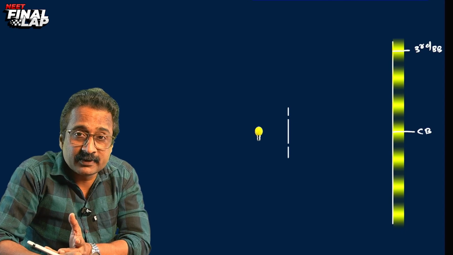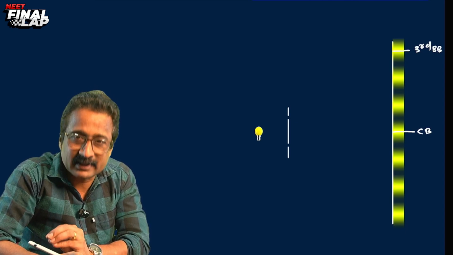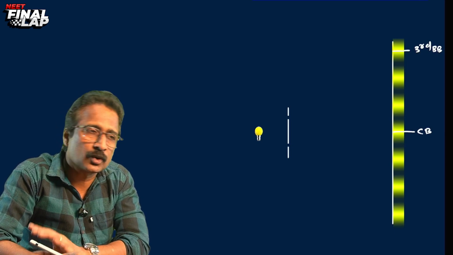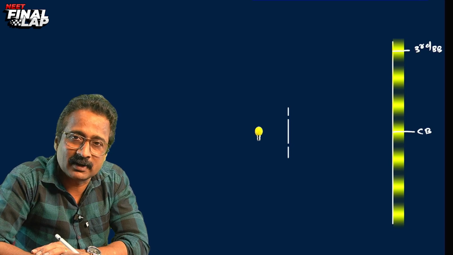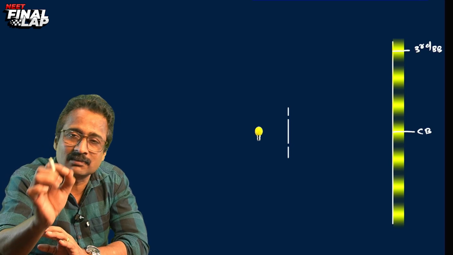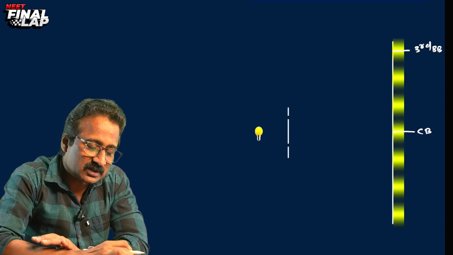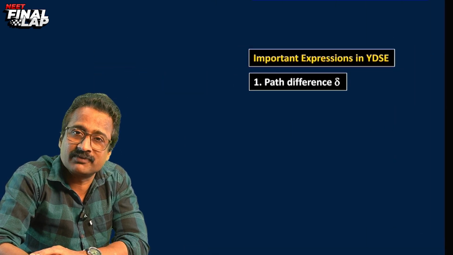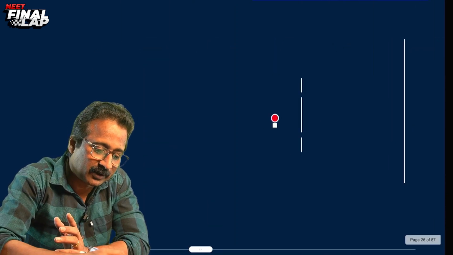So the path difference actually determines the fate of that point. Whether a point is bright or dark or in between, it's all governed by path difference. Therefore, in this experiment, the path difference of light reaching a point on the screen is very important. So we try to obtain some equation for path difference first. There are many ways to find the path difference at a given point in this experiment. I'll give you all the equations that we may require.